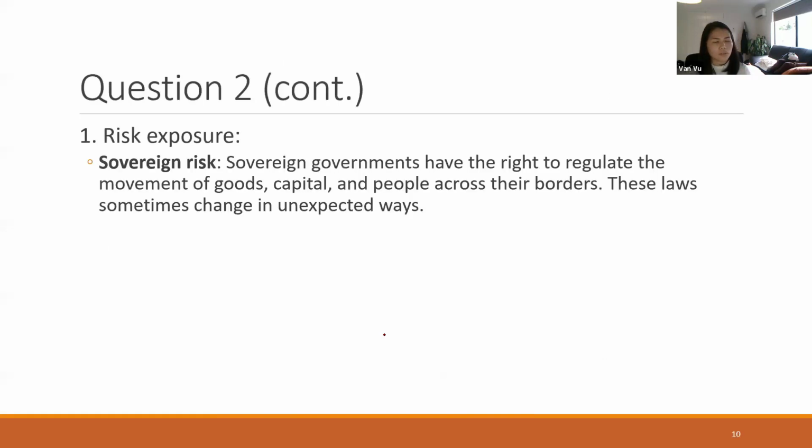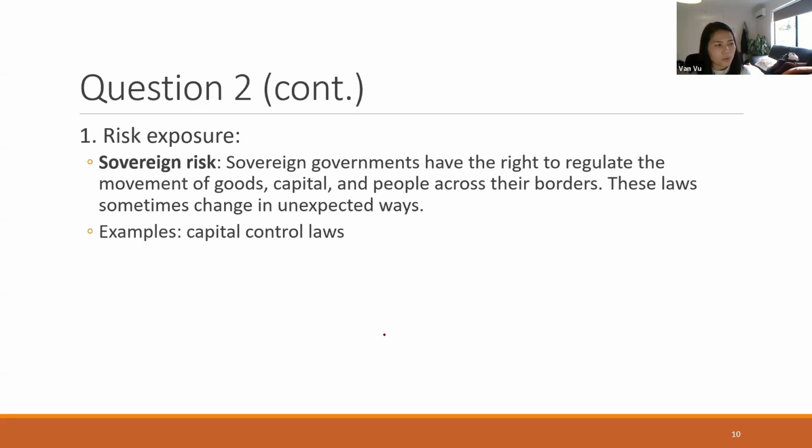Okay, so the second type of risk that distinguishes international finance from domestic finance is sovereign risk, or political risk. This has to do with the regulations in the foreign country that might work against our investment.